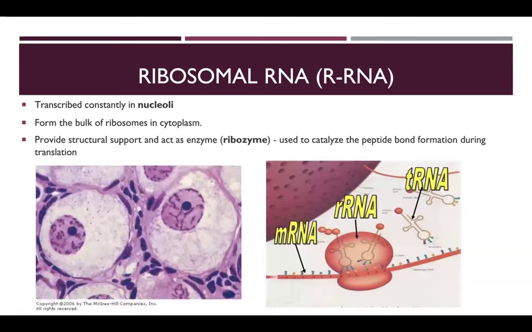And then ribosomal RNA is what forms your ribosomes. So it's transcribed constantly in the nucleoli, and it forms the majority of your ribosomes in your cytoplasm. And it can also provide structural support and act as an enzyme. So later on, it helps catalyze the peptide bonds in between the amino acids during translation.